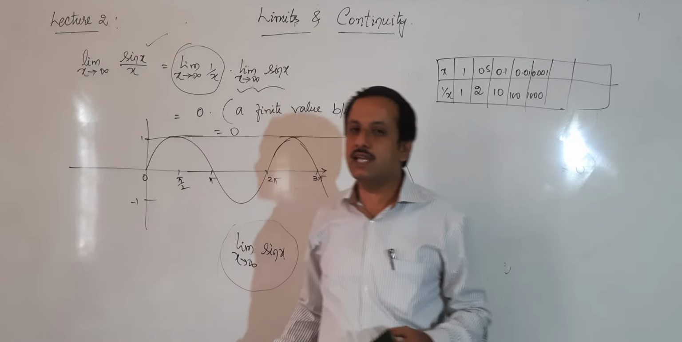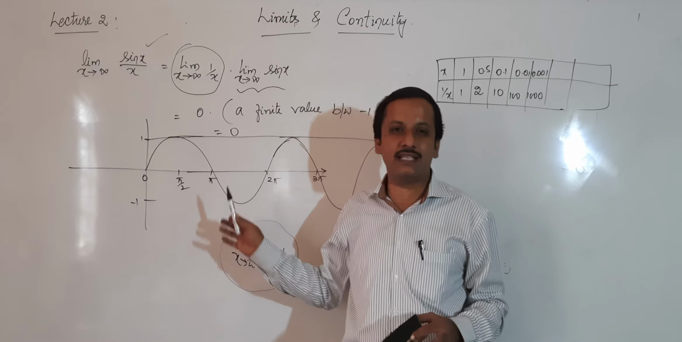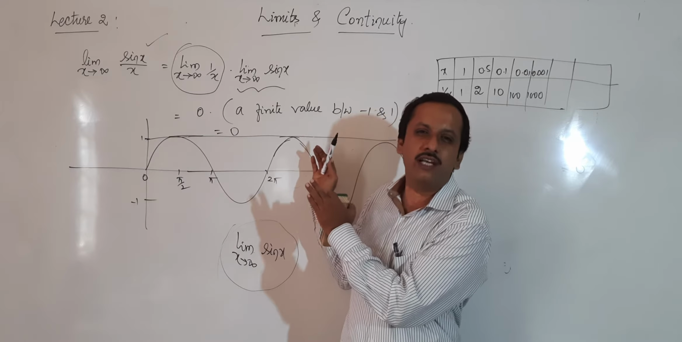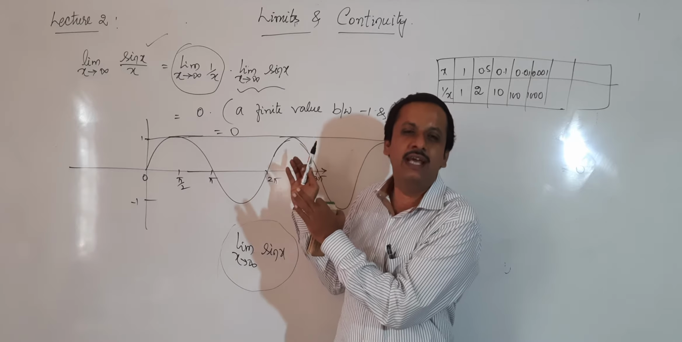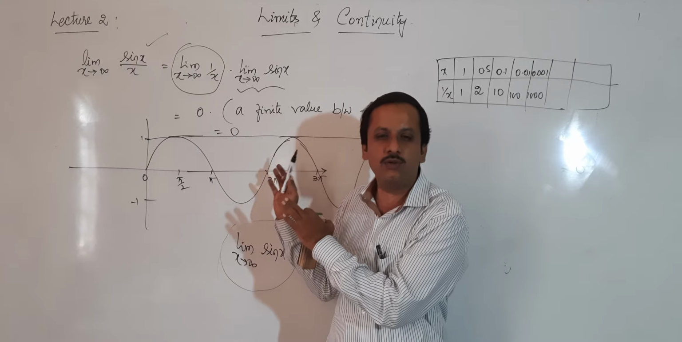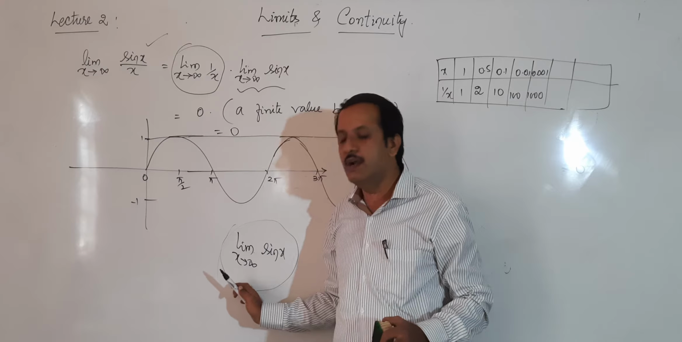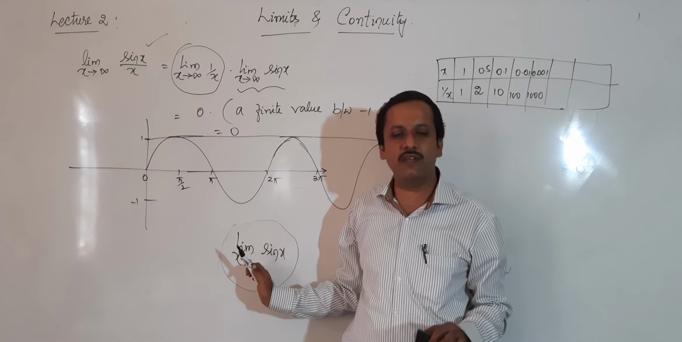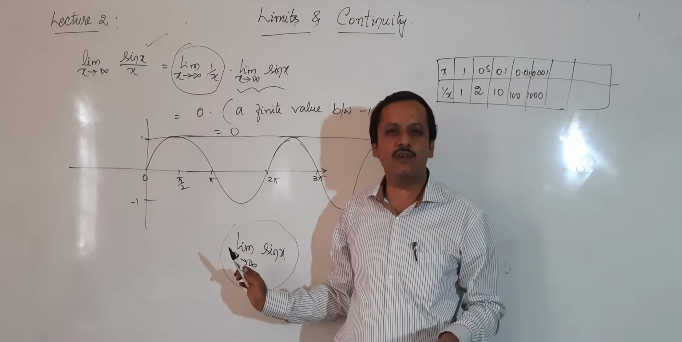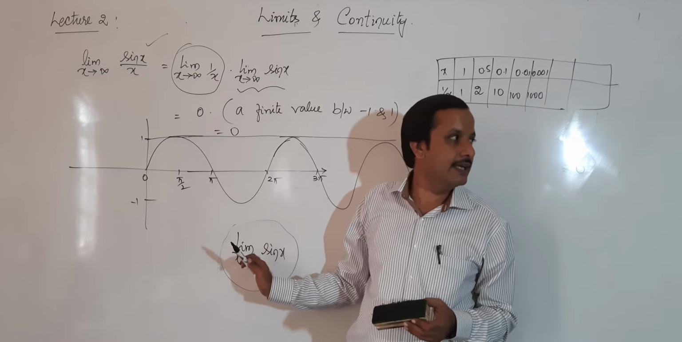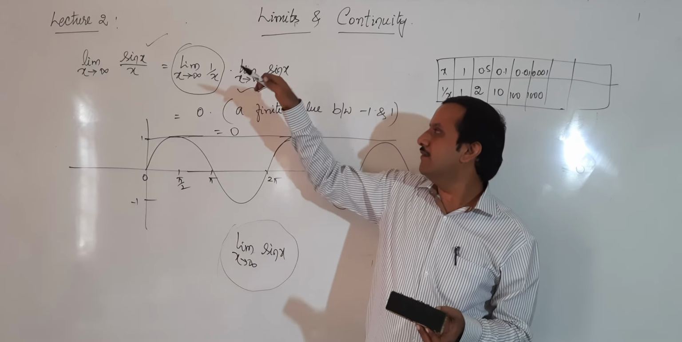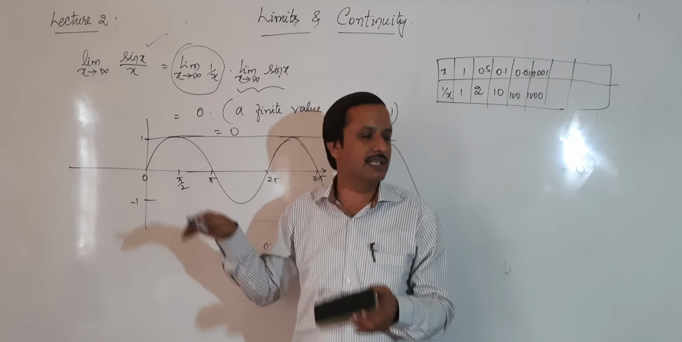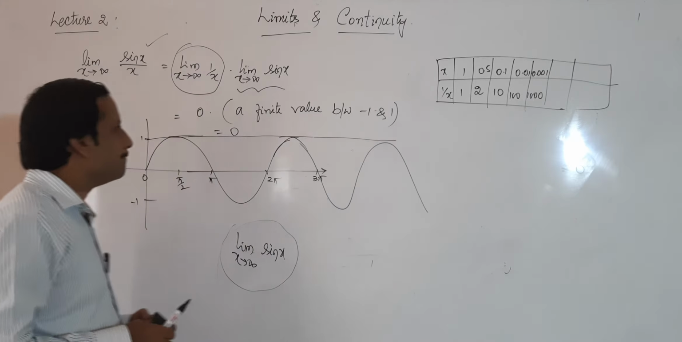Please understand this. Why am I saying this limit exists? Because here you have 0 into a finite value between minus 1 and 1. Therefore, this product will become 0, so the limit exists. Whereas here, we don't know the exact value. We only know that it is something between minus 1 and 1. What is its exact value? We don't know. So, here the limit does not exist.